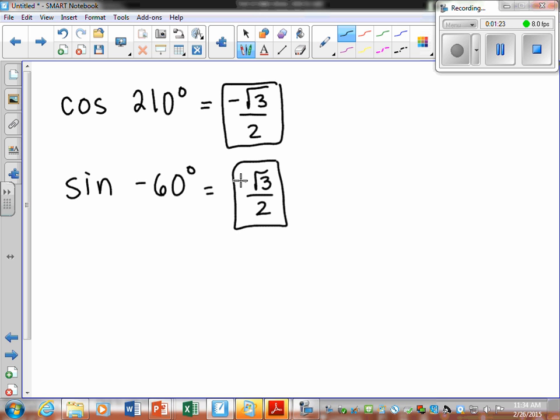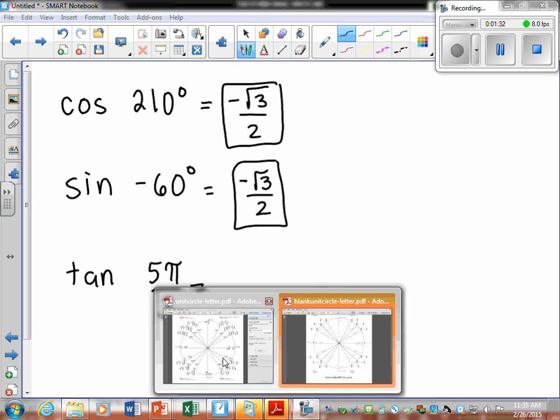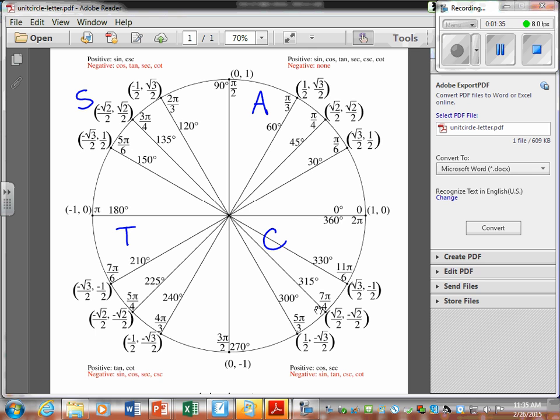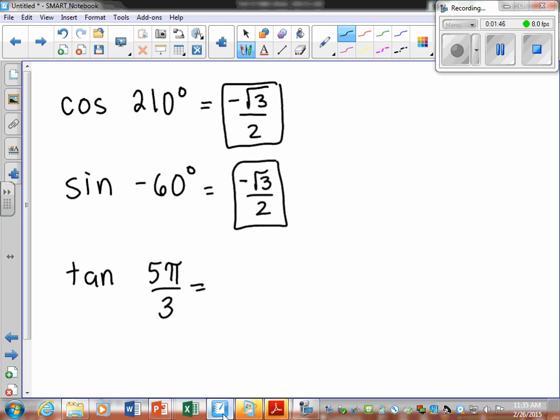Okay, I'm going to write a few more of these down, and I want you to practice doing these. Tangent of 5 pi thirds. We come back 5 pi thirds right here. Tangent of that by our definitions is going to be what? The y value, this value, over the x value. So let's go back on the next page and write that down.